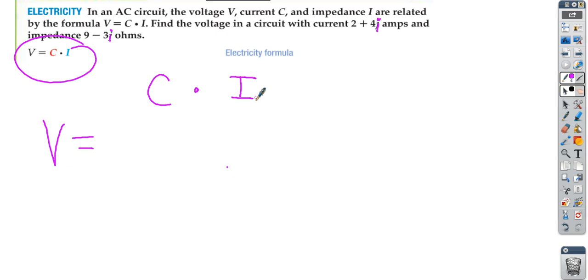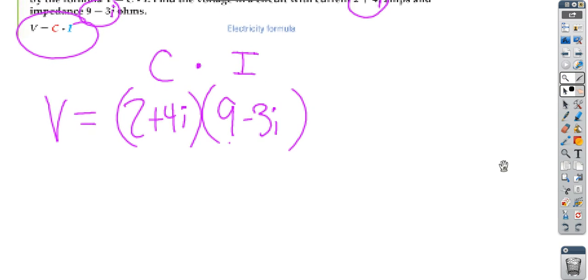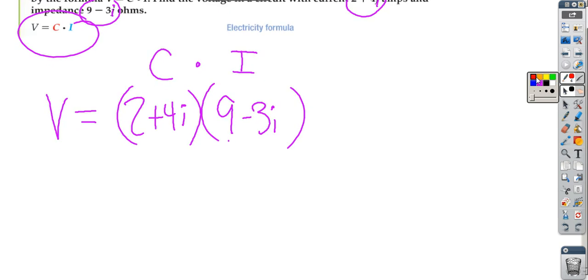They're telling us here that the current is 2 plus 4i. Remember, i means the same as that J that they originally had. And they're telling us that the impedance is 9 minus 3i. So you may recognize this. What this looks like is it looks like we have to FOIL this out. And that's exactly what we have to do. FOIL means first, outside, inside, last.